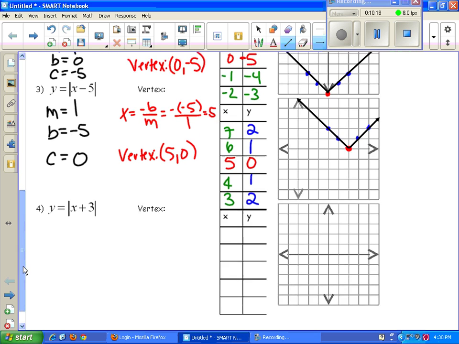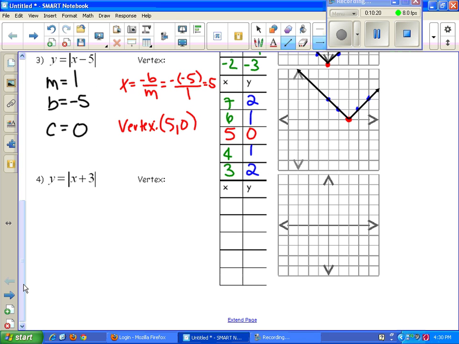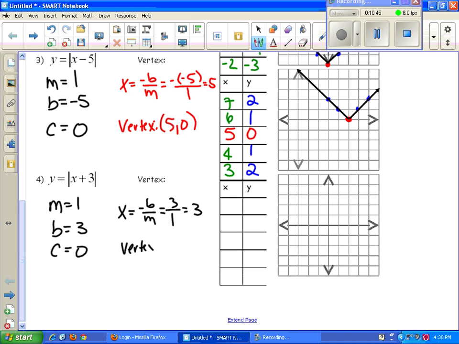So the next equation we have is y equals the absolute value of x plus 3. Again, I'm going to do the same thing I was doing for the other ones. My m value is 1, my b value is 3, c is 0 because there's nothing on the outside of my absolute value. So now I want to find the x coordinate of my vertex, negative b over m. In this case, I have 3 over 1, which is equal to 3. So my vertex is negative b over m, which we found to be 3, comma c, which is 0.